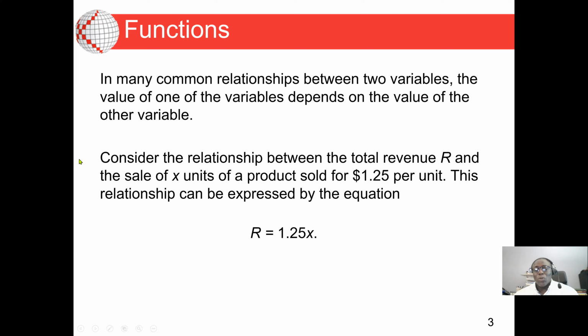So in the example we have here, consider the relationship between the total revenue R and the sale of X units of a product sold for $1.25 per unit. Now, this relationship can be expressed by the equation R = 1.25x, because every unit X is sold for $1.25. So here we can say there's a relationship between the number of products sold and the revenue generated.